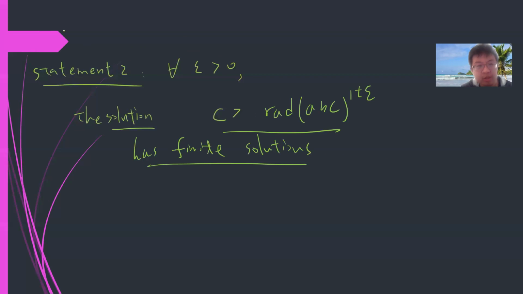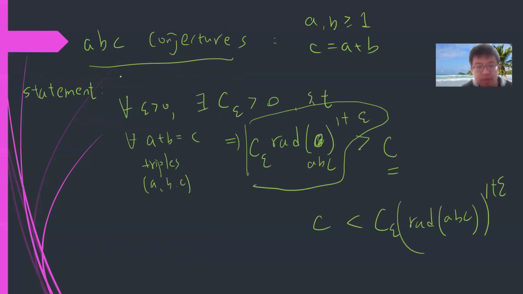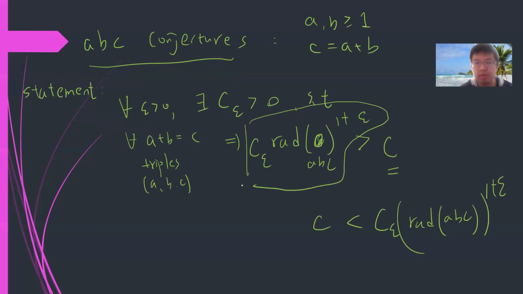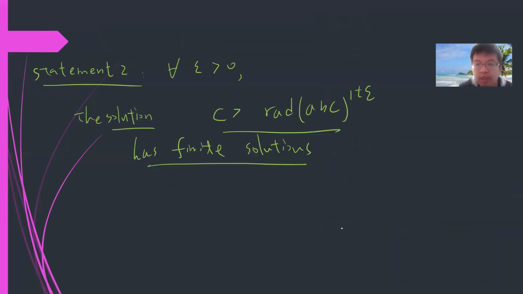You can easily see that statement 2 is the same as statement 1. In statement 2, if only finitely many ABC triples satisfy this inequality, then you can pick out the largest ratio and set it to be C epsilon. So you prove that statement 2 implies statement 1, or you can start from statement 1 and prove statement 2.